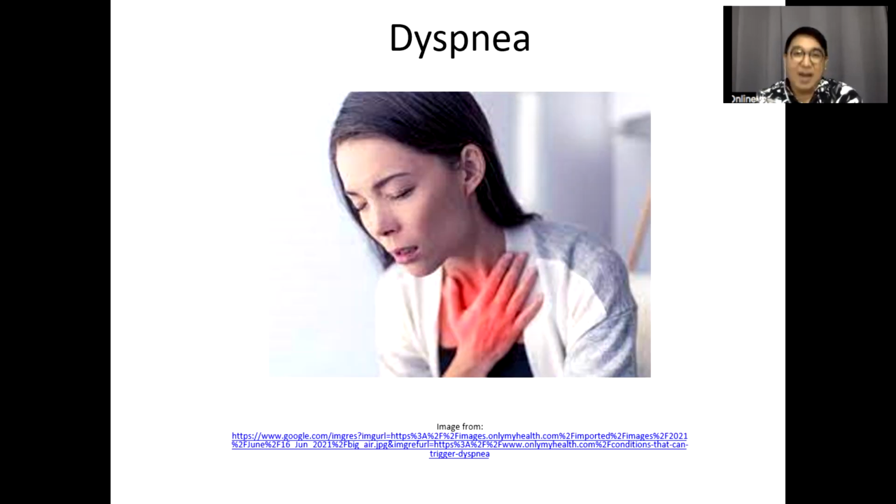Dyspnea is air hunger or shortness of breath or difficulty breathing. We usually find this in patients with asthma, COPD, and even those with heart attack. So the priority intervention should be to keep the patient upright. And if it's not relieved, then we bring them immediately to the hospital.